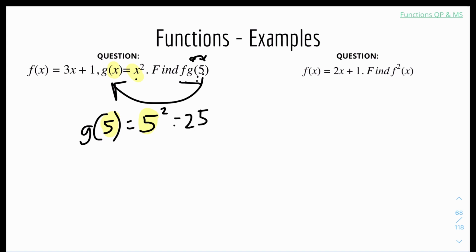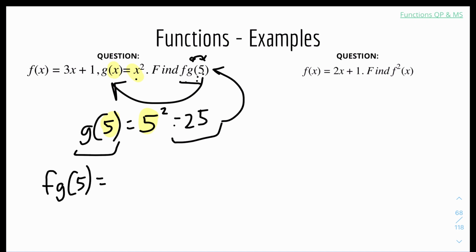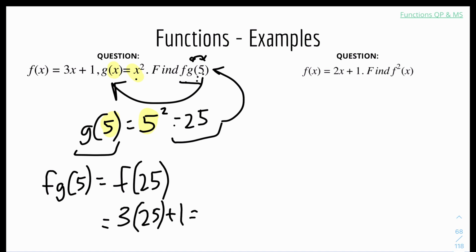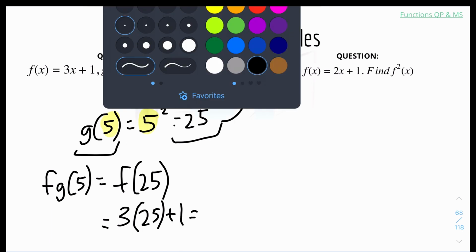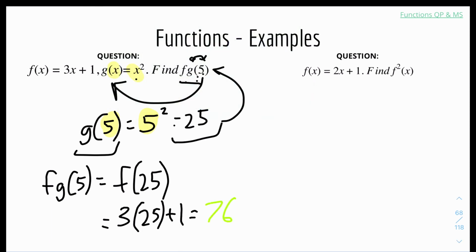So now you know that g of x when x equals 5 is 25, and you can substitute it back into the function. So f of g of 5 will be equal to f of 25. Let's put it into the f of x function. So it'll be 3 times 25 plus 1, because the x value is 25 here. 3 times 25 is 75, and 75 plus 1 is 76. Right here.